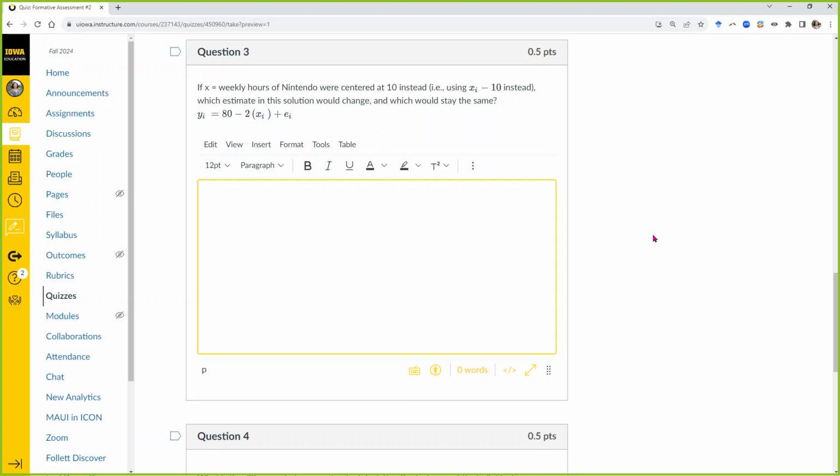So for example, if we don't have anybody in our data set that played 0 hours of Nintendo, it might not be all that interpretable because we don't have that in our data. But if our minimum or our maximum or our mean, say, is 10, we might want to center on that 10 to make it more interpretable, so that when we zero out our variable of hours played, we're now sitting at the mean or the minimum or the maximum or whatever it may be, which is 10.